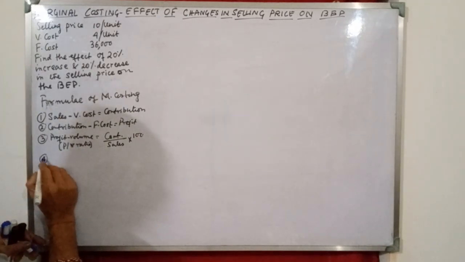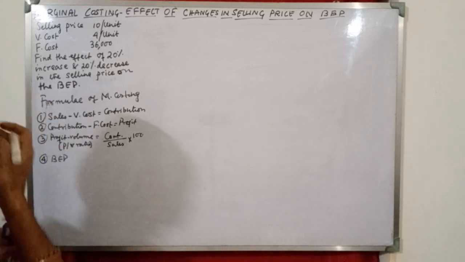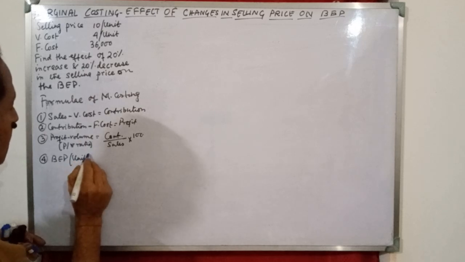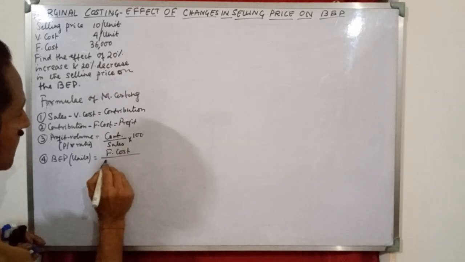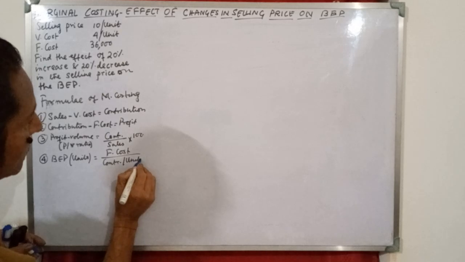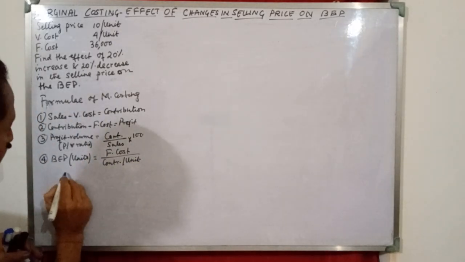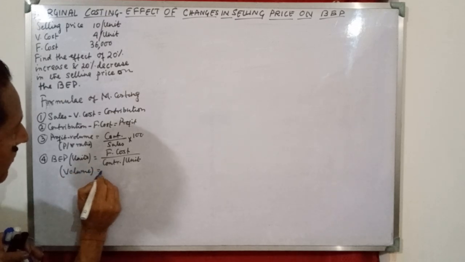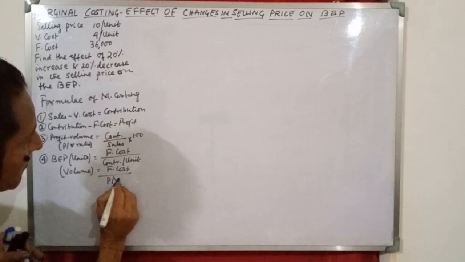Number 4, break-even point in units is equal to fixed cost over contribution per unit, and BEP in volume is equal to fixed cost over PV ratio.